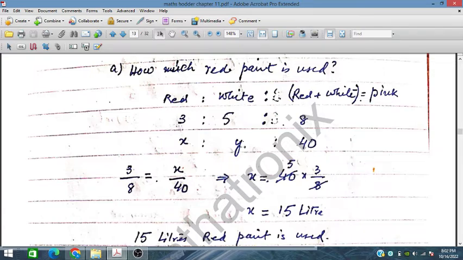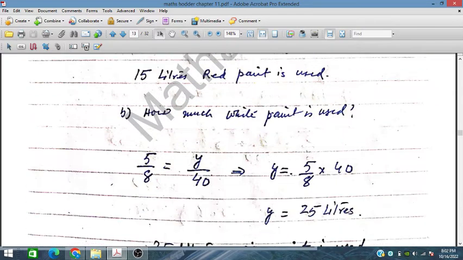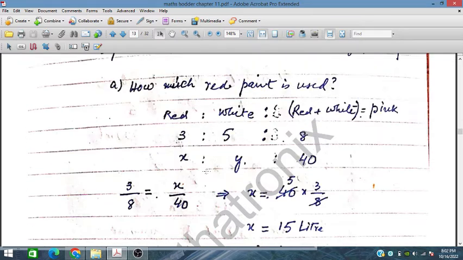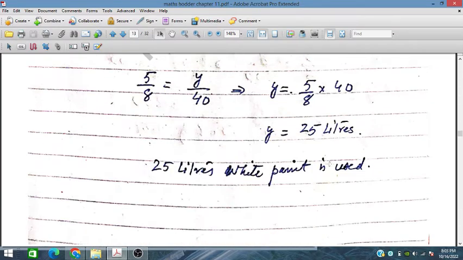So this is 25 liters. So this is 15, this is 25, and we will get 40 liters. So we did this very easily.